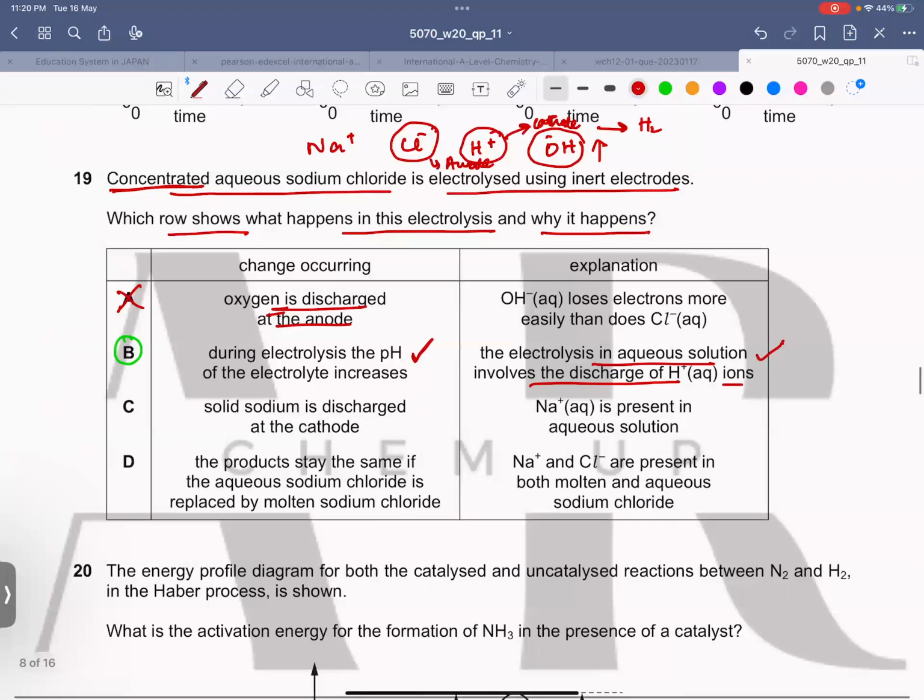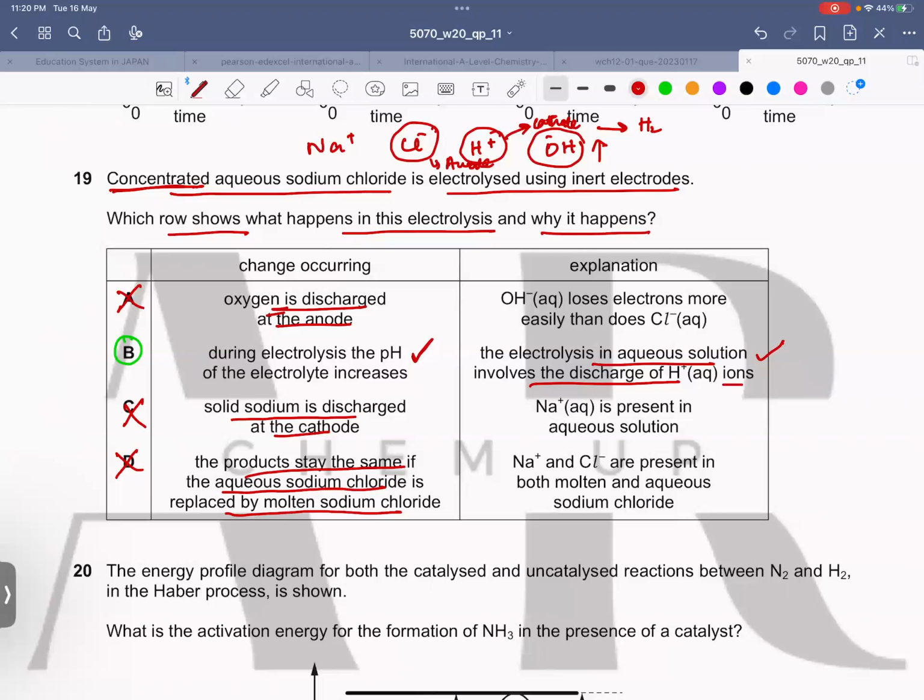Let's look at C. Solid sodium is discharged at the cathode, completely wrong. The product stays the same if the aqueous sodium chloride is replaced by molten sodium chloride. No. If there is molten sodium chloride, then we get chlorine gas and sodium metal instead of hydrogen gas. So D is also wrong. Is this understandable? Yes, sir.